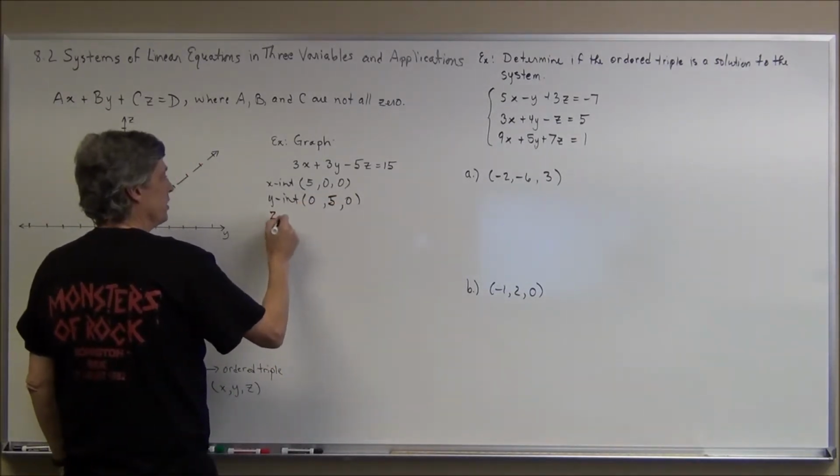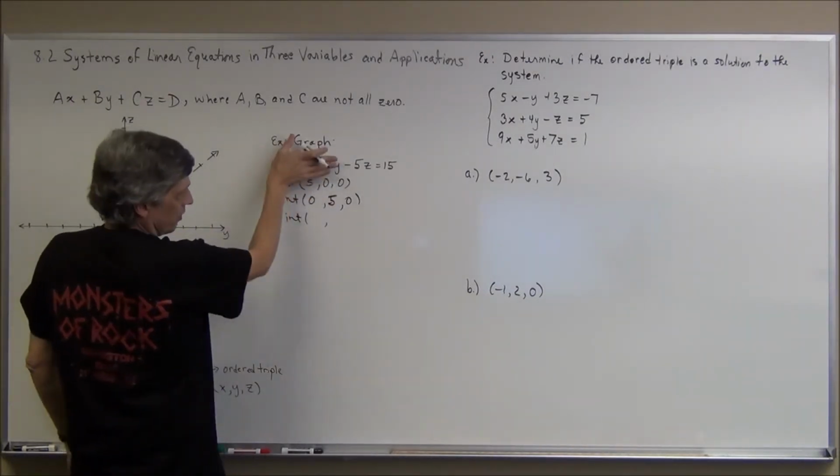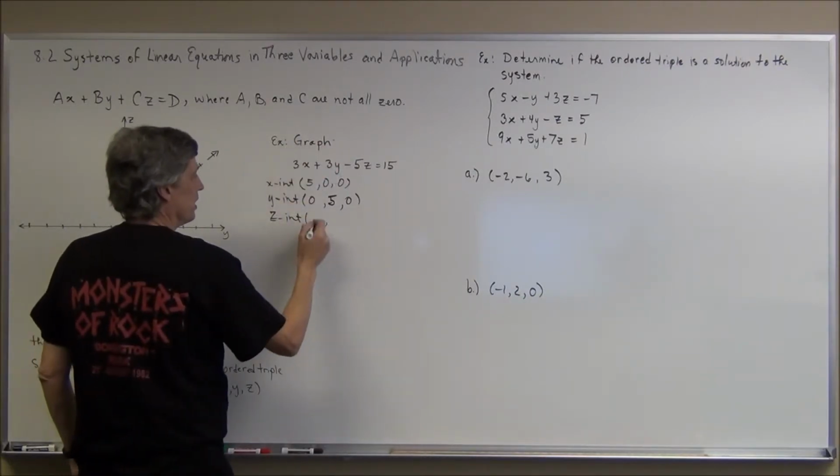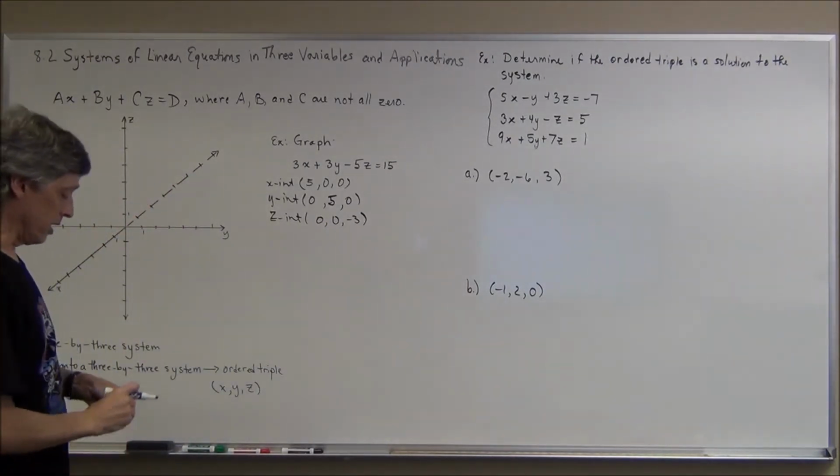To find the z-intercept, you make the x and the y 0. Can you see here that you would get negative 5z equals 15, so z is negative 3. So z is negative 3, and the x and the y are both zeros.